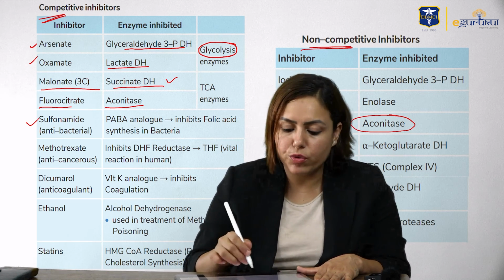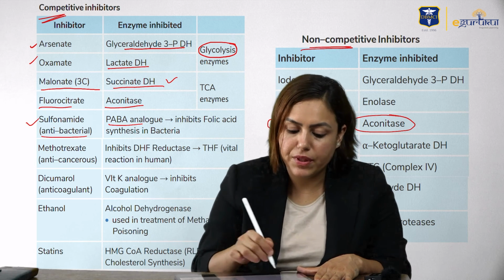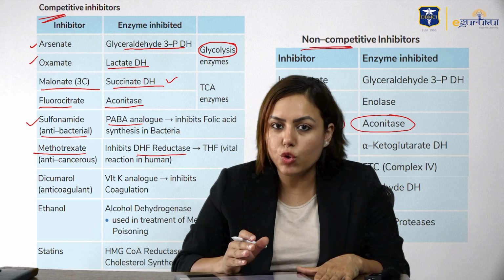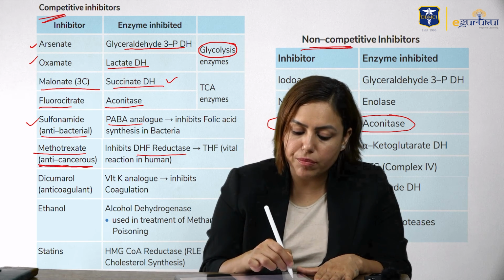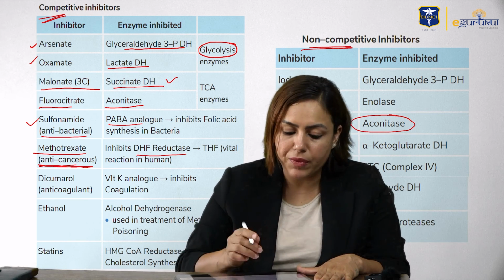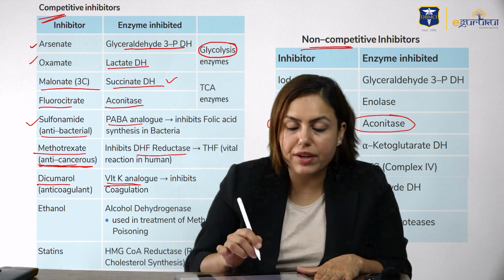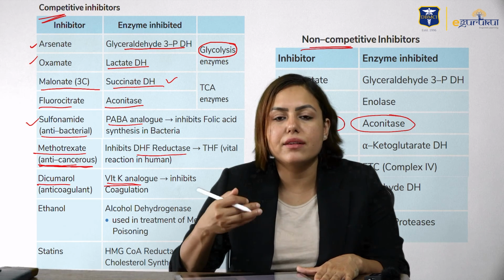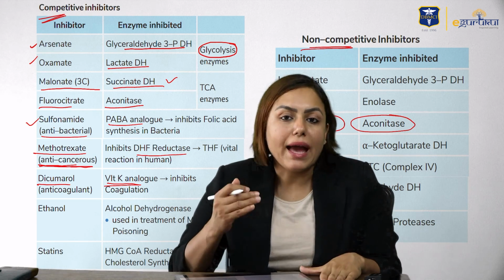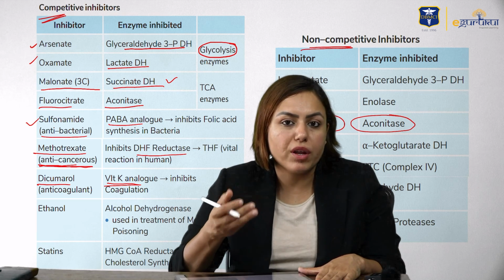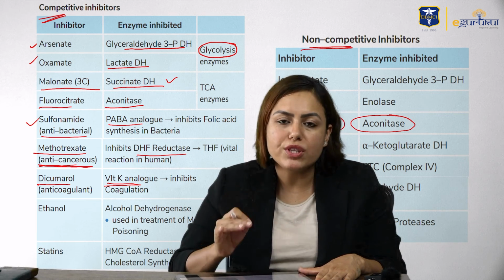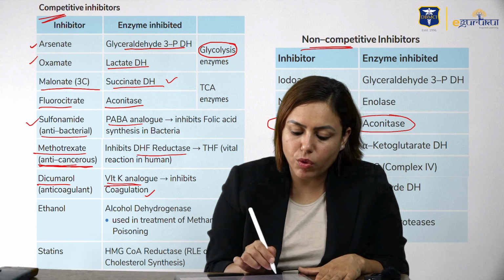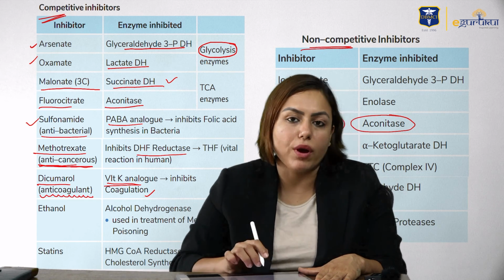Then sulfonamide, I already told you, it is PABA analog, it is antibacterial. Then methotrexate inhibits dihydrofolate reductase in the human cell, so it is anti-cancerous or immunosuppressant, so it will kill the human cell, right? Then dicumarol resembles in structure with vitamin K. Vitamin K is helping in coagulation, acting as the coenzyme for the activation of carboxylation of clotting factors 2, 7, 9 and 10, right? So dicumarol is analog of vitamin K.